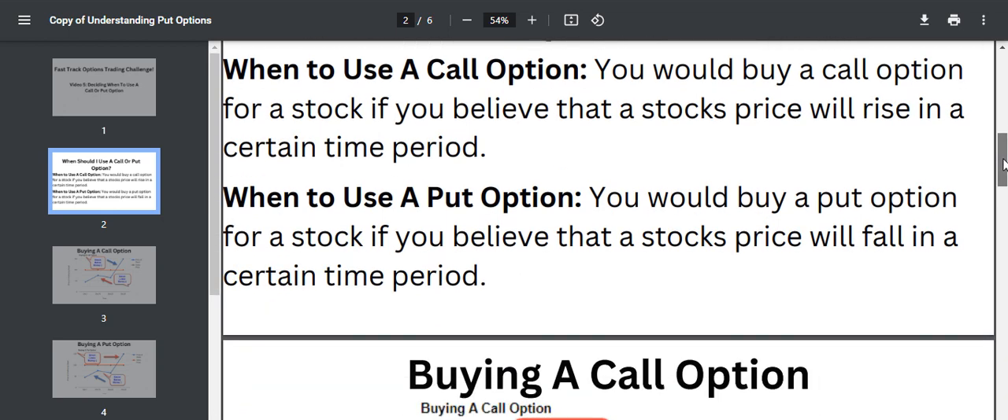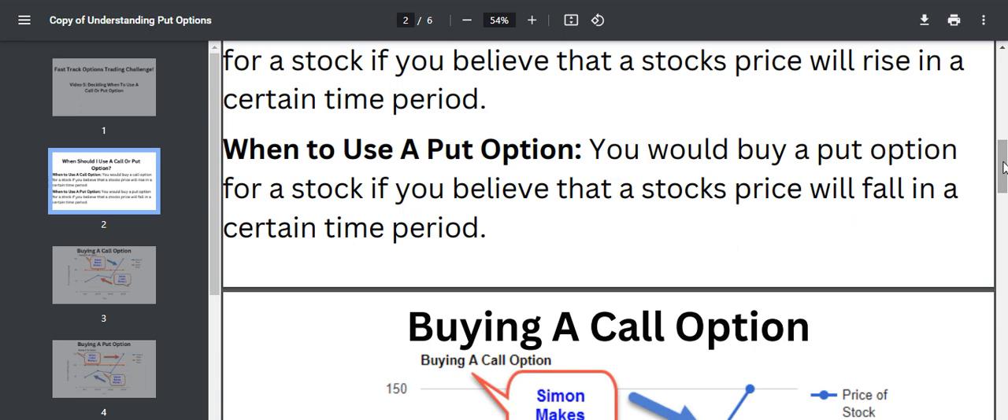Also, inversely, when would you buy a put option? You'd buy a put option for a stock if you believe that stock's price will fall in a certain period of time. Looking at the example above, say you're following a stock and you believe in a week's time they're going to put out a really poor earnings report, which is going to make the stock fall. You would buy a put option for that stock and profit from that stock falling.